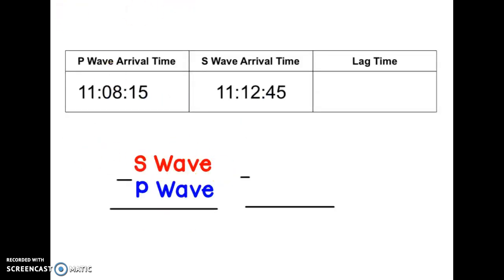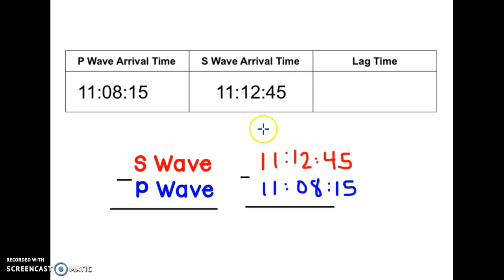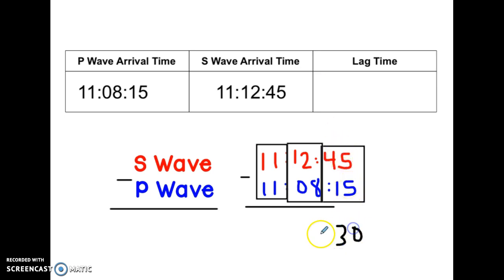For this last option, this one's a lot easier because you're already given the numbers. So the S wave, we're just going to fill in down here, which was 11, 12, 45. And then the P wave was 11, 8, 15. And again, if we work in sections, 45 minus 15 is 30. 12 minus 8 is 4. 11 minus 11 is 0, so your lag time is 4 minutes and 30 seconds.